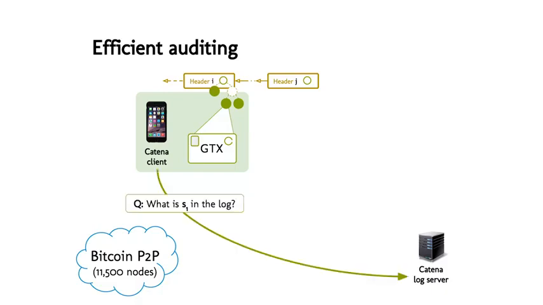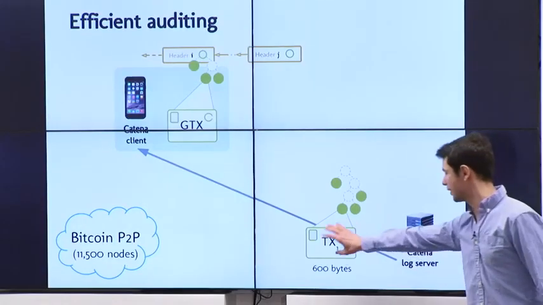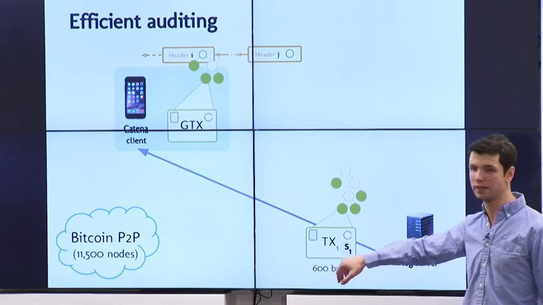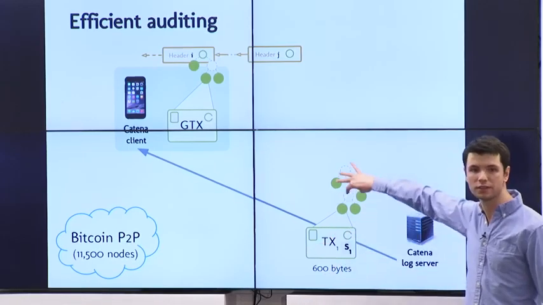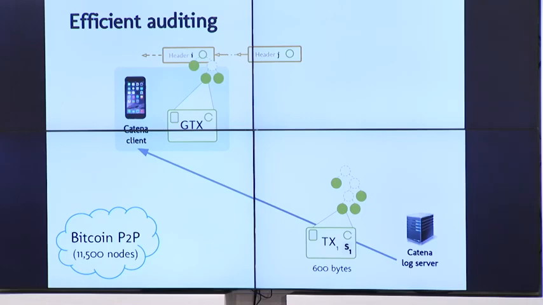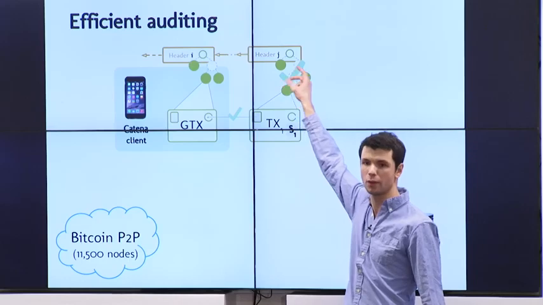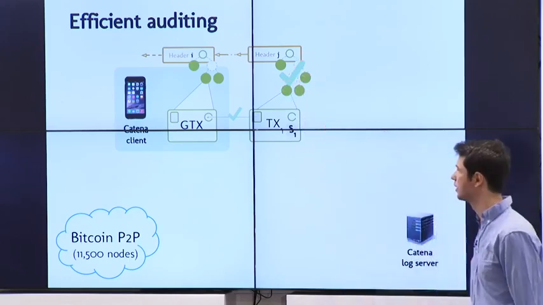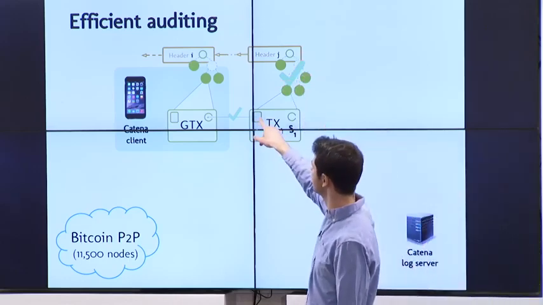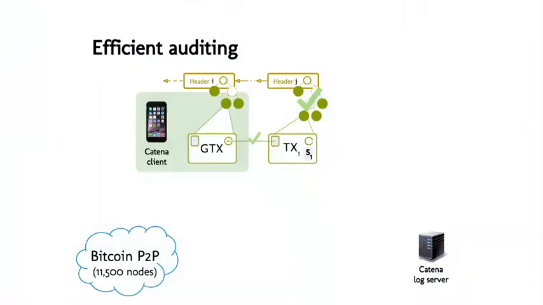And now I'm ready to ask the log server, what's the first statement in the log? And what the log server will do is reply with the transaction with the statement, and the Merkle proof. All of this is 600 bytes, actually. And now what the Catena client will do is check the Merkle proof against one of the headers, to see in which headers it fits. And then it'll also check that the input here has a valid signature from the public key in the output here.